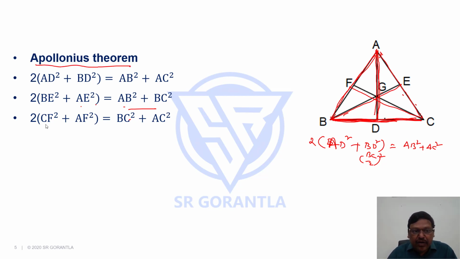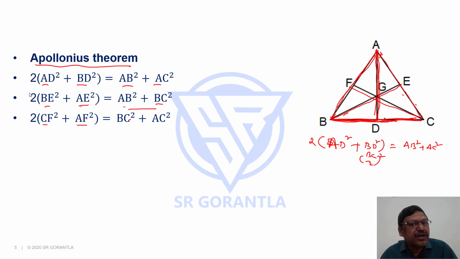Now, when we add all these three equations, see, AD, BE, CF are the medians. AB, AC, BC, these are the sides. This BD can also be written as BC by 2. AE can be written as AC by 2. AF can be written as AB by 2.